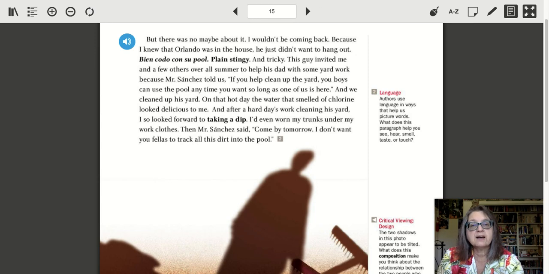So here we have number 2, a comprehension question about the language. Authors use language in ways that help us picture words. What does this paragraph help you see, hear, smell, taste, or touch? That's an important thing when you start doing your own writing. It makes things more interesting when you put the 5 senses into it like that.